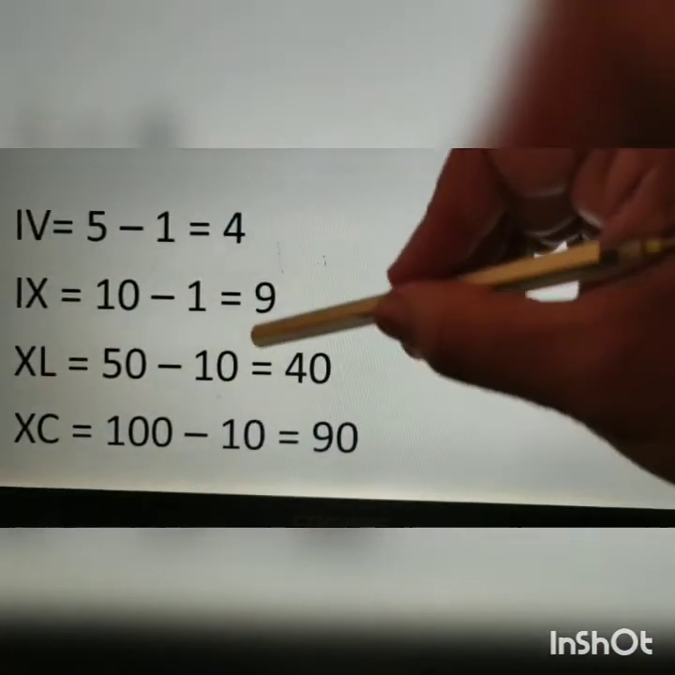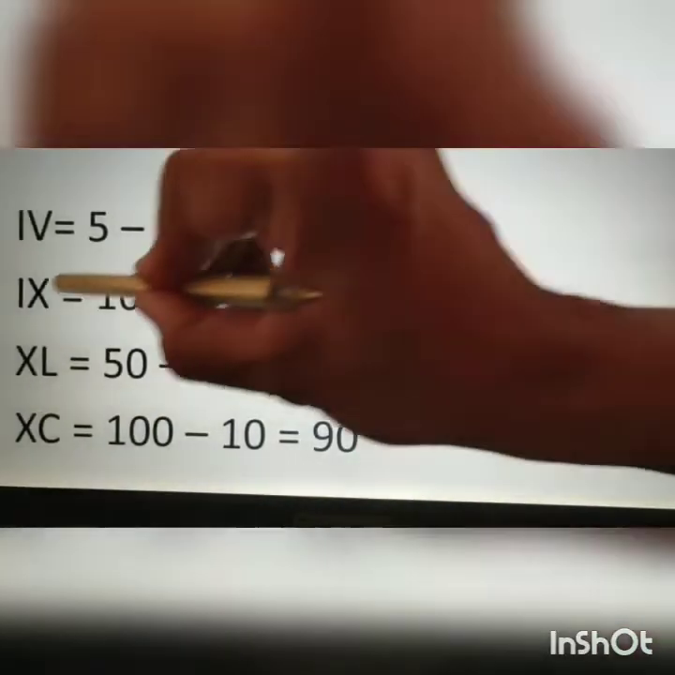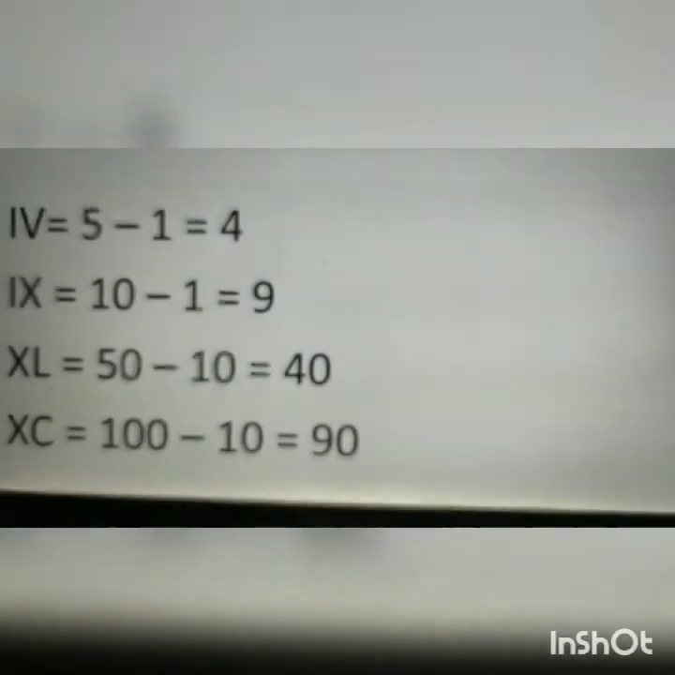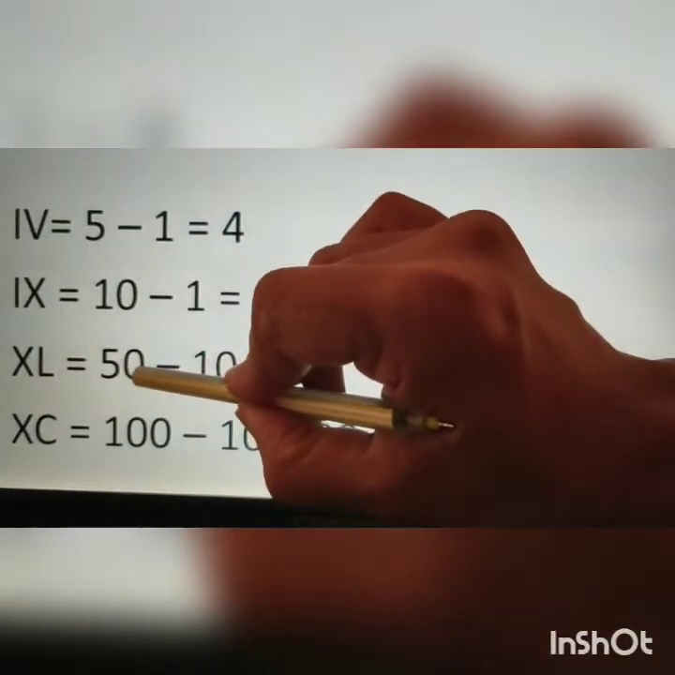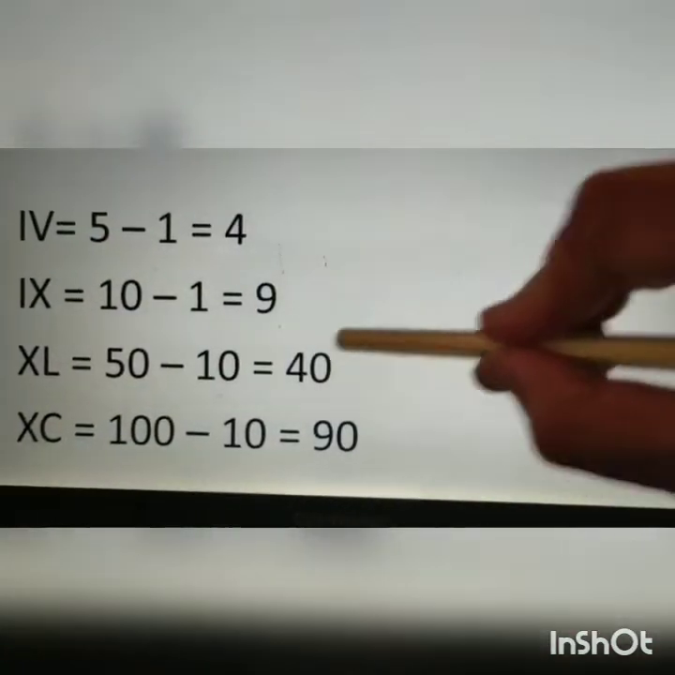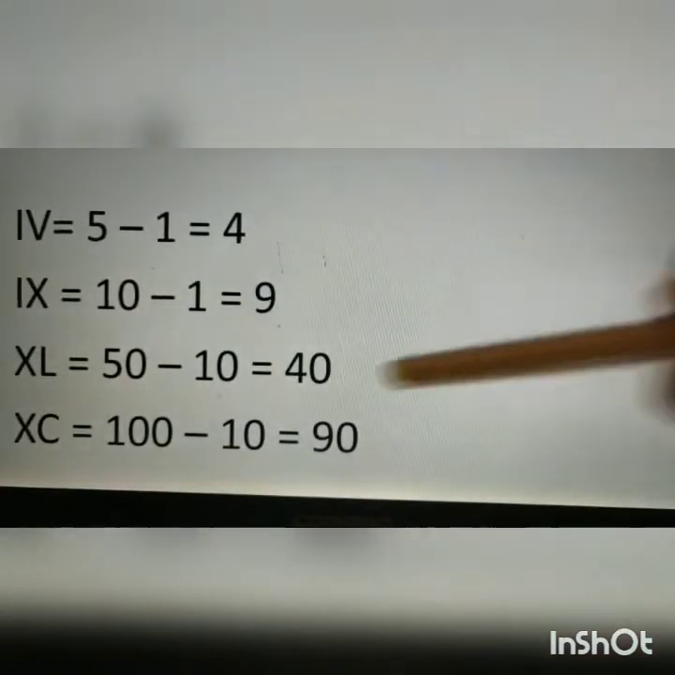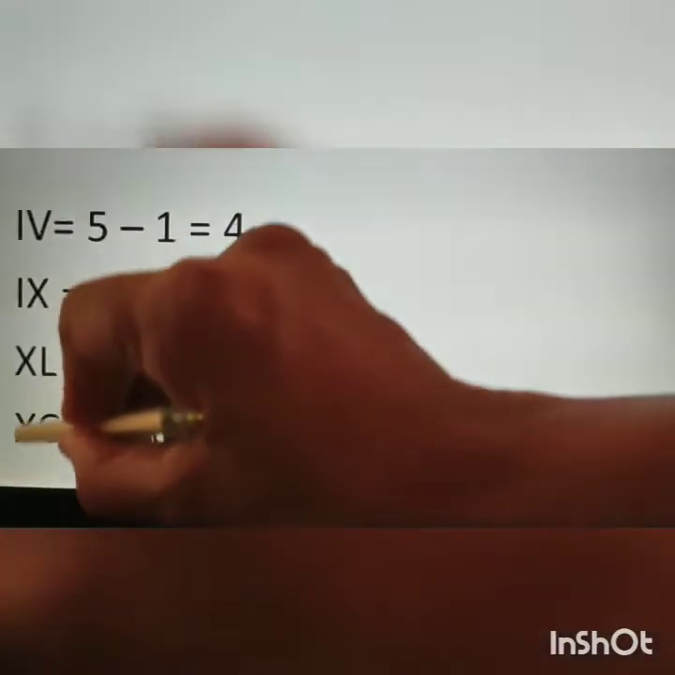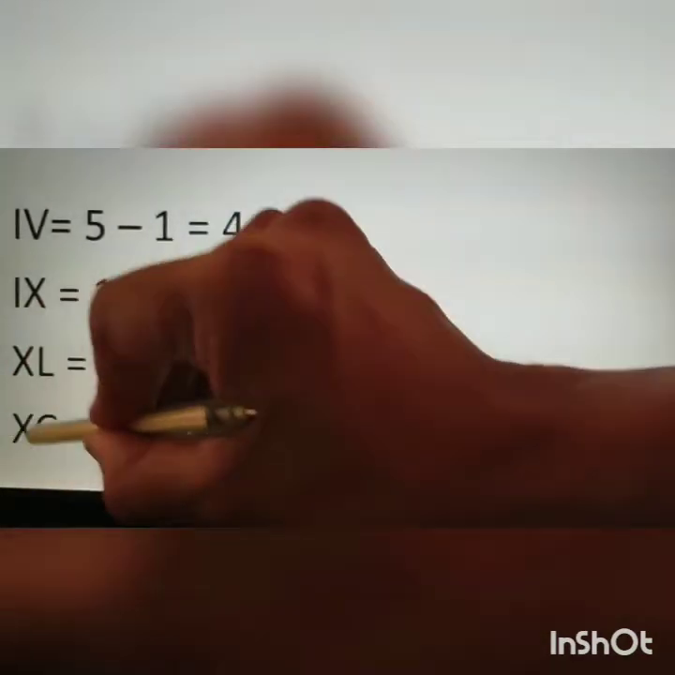And here, in Roman numerals, 40 will be written as XL. We know in Roman numerals, L is 50 and X is 10. So it will be written as 50 minus 10, which is 40. Similarly, for representing 90 in Roman numerals, it will be written as XC.